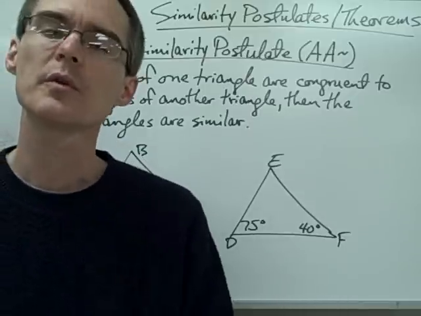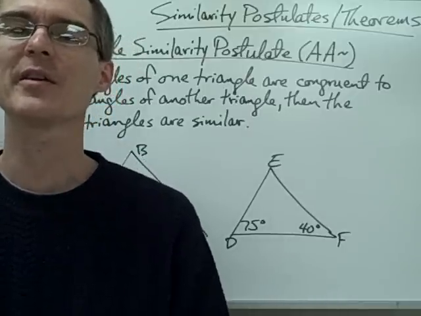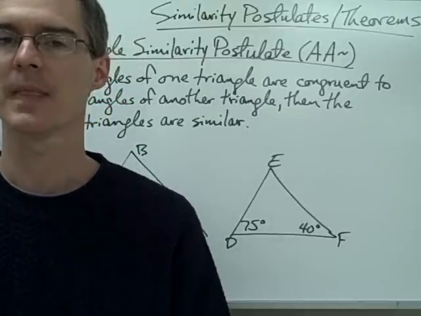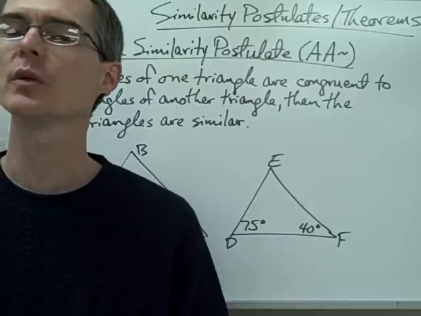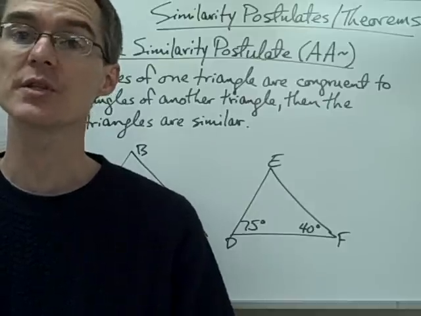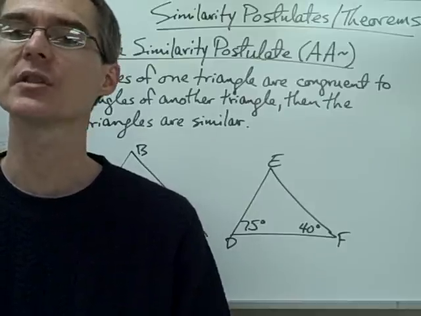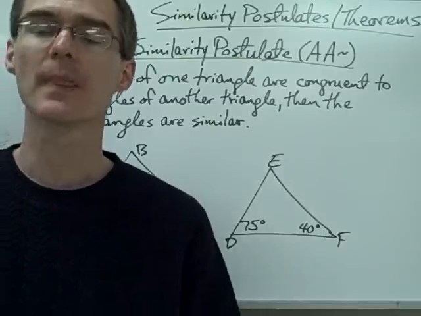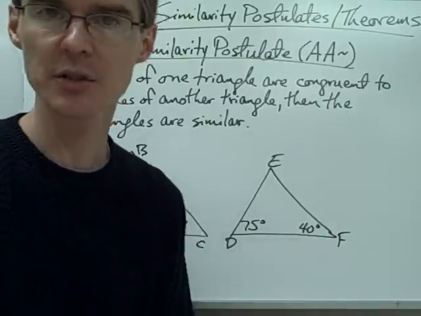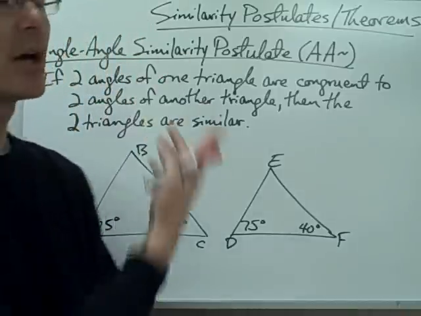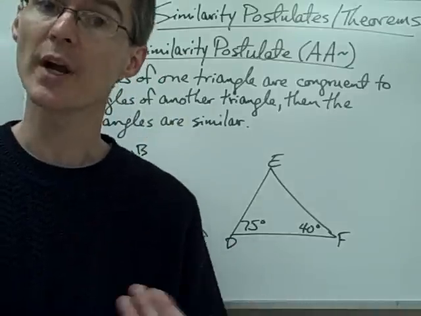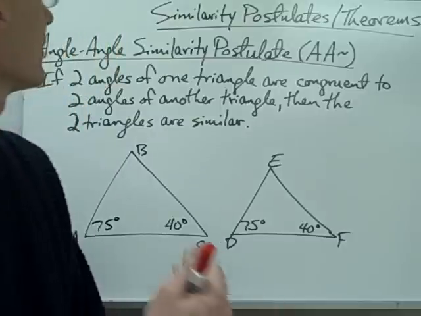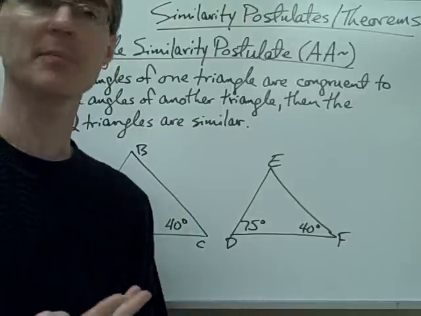Okay, in this video we're going to be talking about the triangle similarity postulates and theorems. Now you remember in a previous unit we looked at triangle congruence postulates, and those were postulates that we used to show that two triangles were congruent. Well, the triangle similarity postulates and theorems are very similar, except we're going to be using them to show that two triangles are similar. And there are three triangle similarity postulates and theorems.